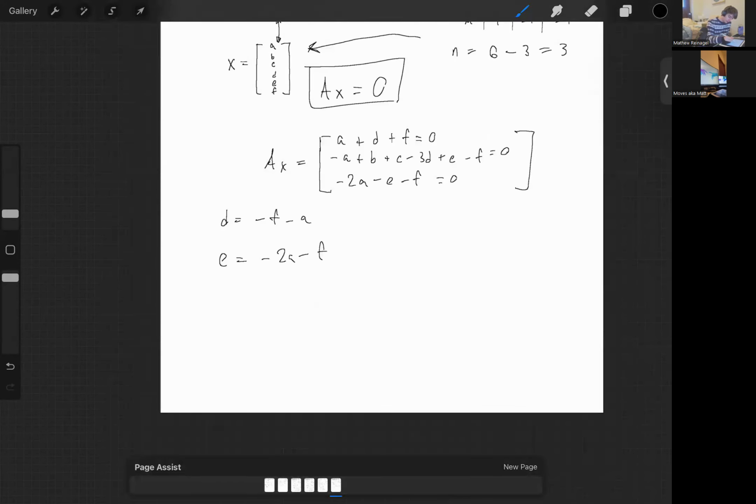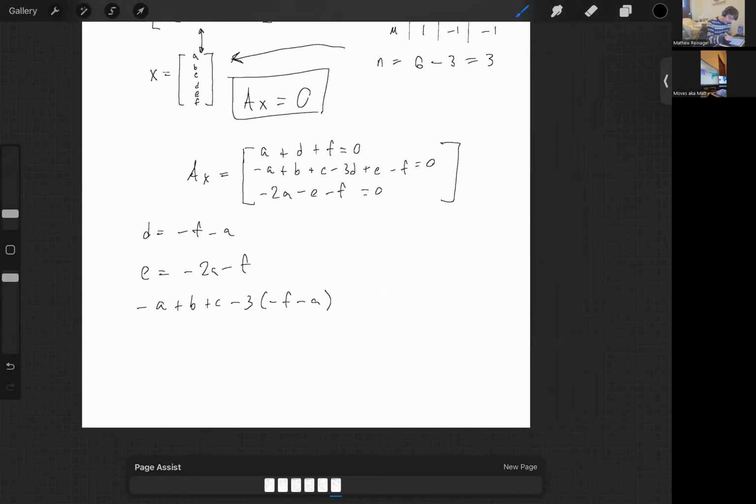And if I insert these into the big equation over here, I get something like negative A plus B plus C minus 3. I'm going to sub in the equation here. Negative F, negative A. And then I have plus E minus, oh wait, sorry. This is plus negative 2A minus F, and then this is minus F. All of this equals 0.